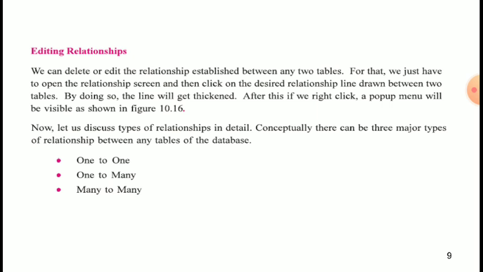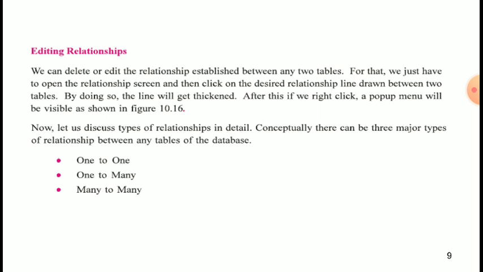Next is editing relationships. We can delete or edit the relationship established between any two tables. For that, we just have to open the relationship screen and then click on the desired relationship line drawn between two tables. By doing so, the line will get thicker. After this, if we right click, a pop-up menu will be visible as shown in figure 10.16. Now let us discuss types of relationships in detail.